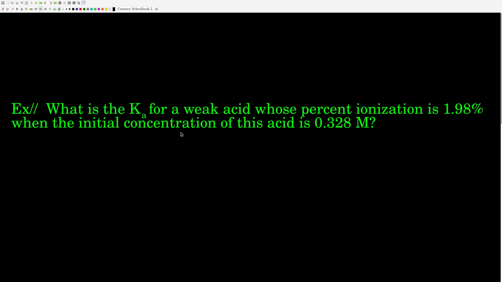So we're told that for a certain weak acid, when you start out with an initial concentration of 0.328 molar of this weak acid, the percent ionization is 1.98%. What is Ka for this weak acid? Go ahead and work it out, guys, and come on back when you get your answer. Welcome back, guys. Here we go.